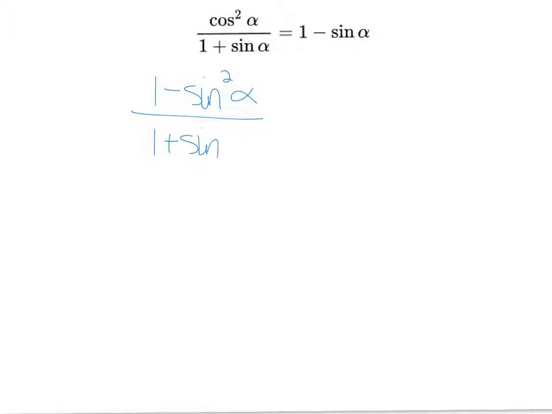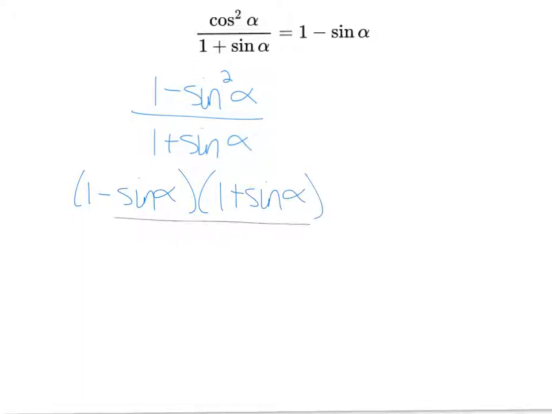Now, there's a couple of things we could do here. What I think I want to do when I look at this is a difference of squares, right? If you need to, go back to that algebraic manipulation video and watch that. This is a difference of squares. I can factor that into 1 minus sine alpha times 1 plus sine alpha, put it over 1 plus sine alpha. These cancel, and I get 1 minus sine alpha, which was my goal. So that one wasn't too bad if you recognize the Pythagorean identity and then recognize that that's a difference of squares.